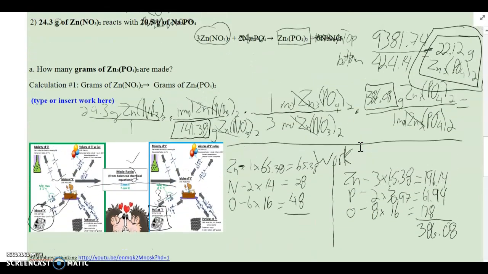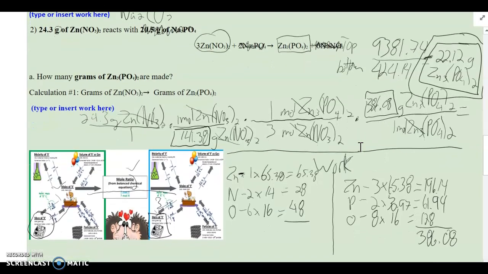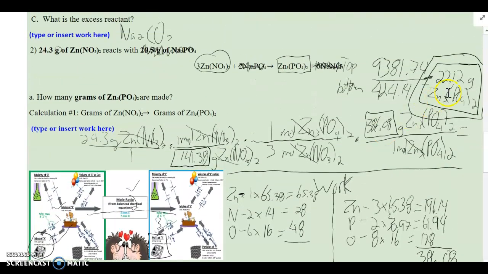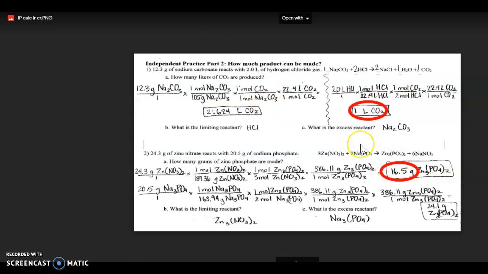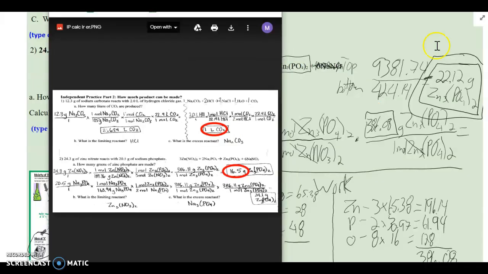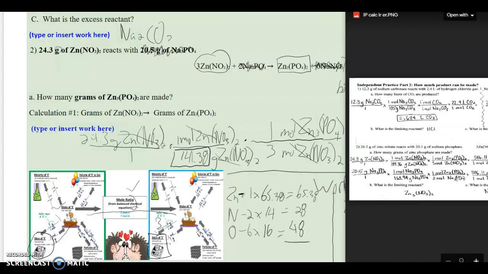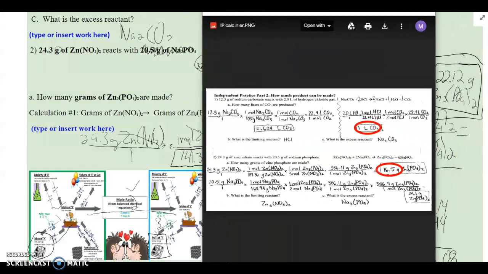So what I did is, this is the answer I got for the last one, right here. Now I wanted to check it with the answer key. Here's the answer key. The answer key said 16.5, and I thought, uh-oh, one of us made a mistake. Because look here, I got 22.12. This person got 16.5. So that's why we need to set it up.